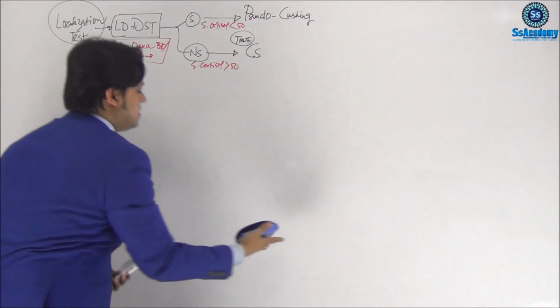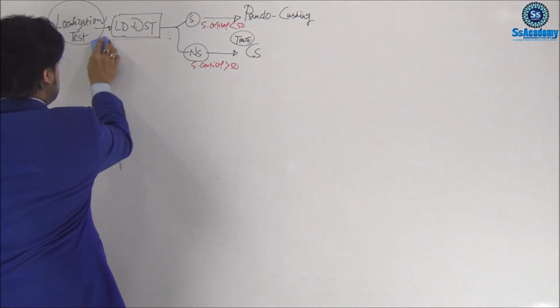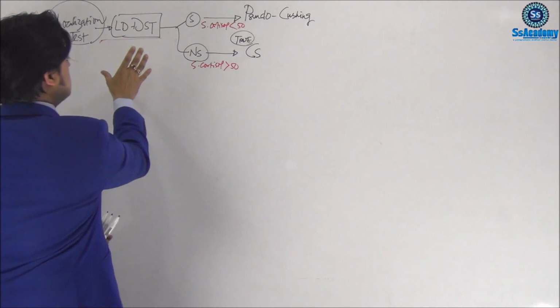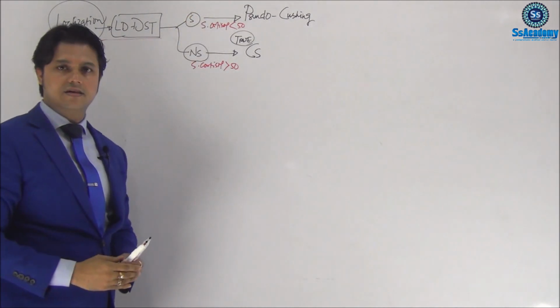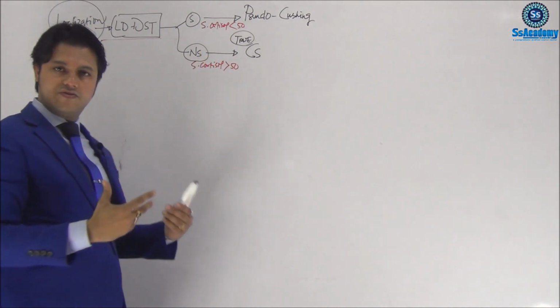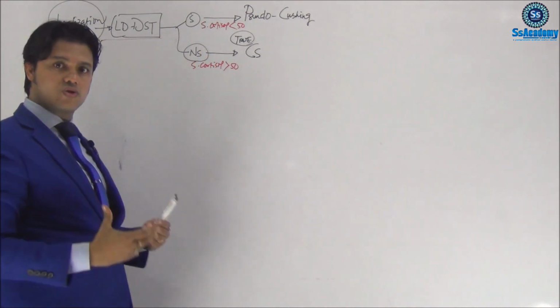You don't need to remember the details of the dexamethasone suppression test. Just say the LDDST is suppressed or not suppressed. Suppressed means serum cortisol level less than 50. Serum cortisol more than 50 means not suppressed, which means true Cushing.